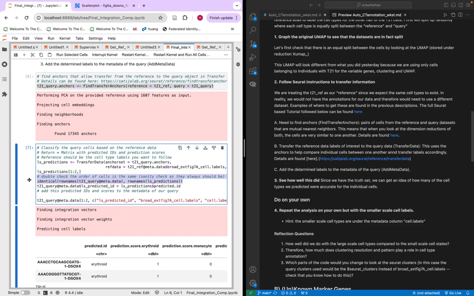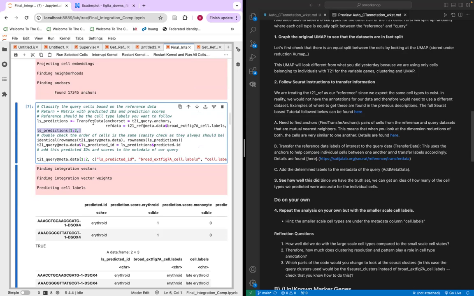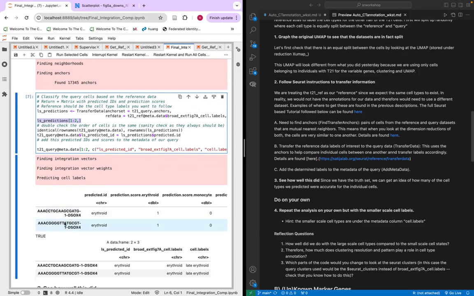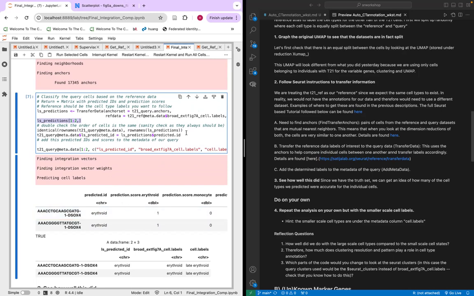And then in this case, we're taking the predicted ID from the predictions and putting it onto the metadata. When we look at these predictions that Seurat is getting us, it looks at every single cell in the rows, and for every single cell state in that reference, it essentially scores how likely we think the cell falls into that cell state. It will look at the highest score, and that's where it puts the predicted ID. So for both of these cells, the highest score was in erythroid, so that's where it's going to map them. That predicted ID is what we're adding to the metadata.